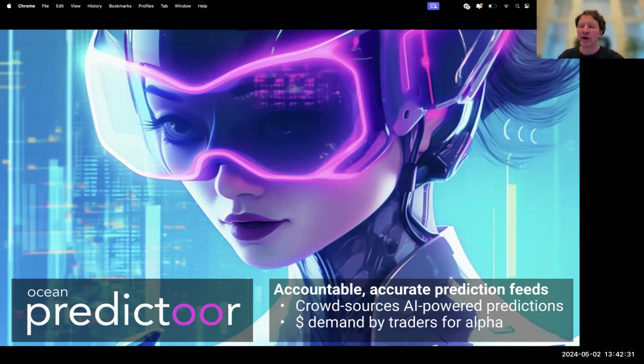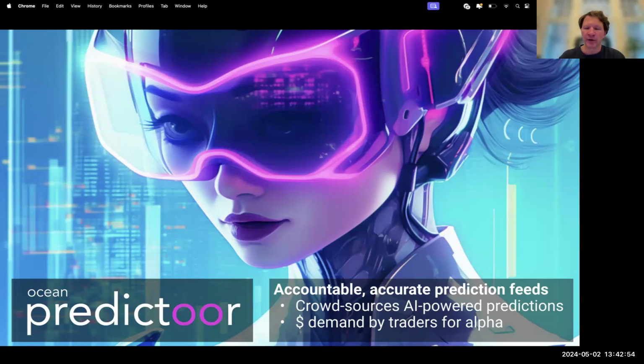And for that, they need the prediction feeds to be accurate, right? And how do you get prediction feeds to be accurate? Well, a really good heuristic is to get the predictors, the people making predictions, to put their money where their mouth is, i.e. staking on their predictions, then it will lead to more accurate predictions. And I'll talk to that more later too.